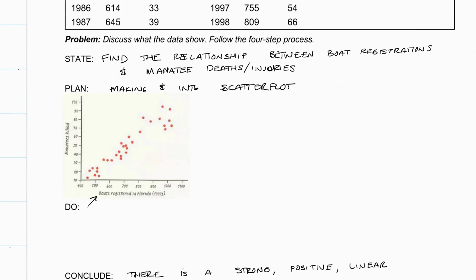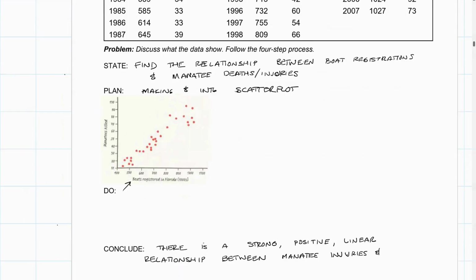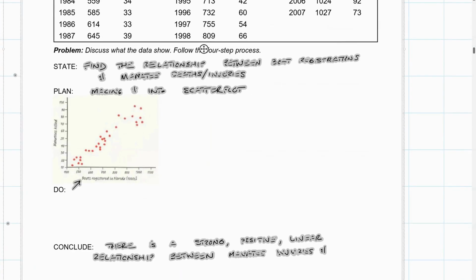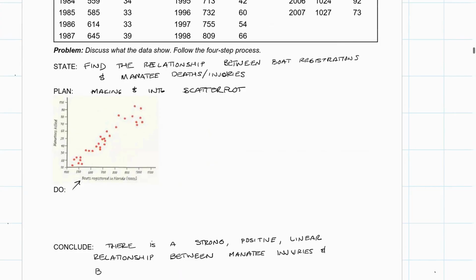And then let's make sure we add context to our answer. Between, and for some reason, we typically give the response variable first, manatee injuries, and the X variable second, and that is boat registration. All right.